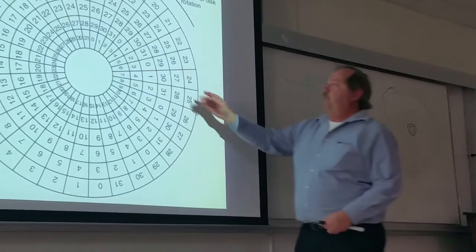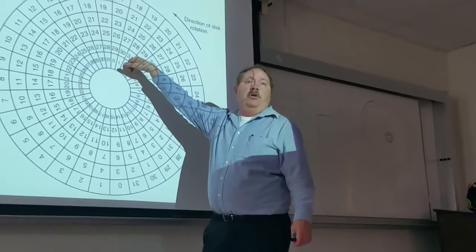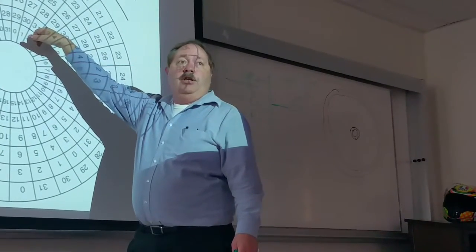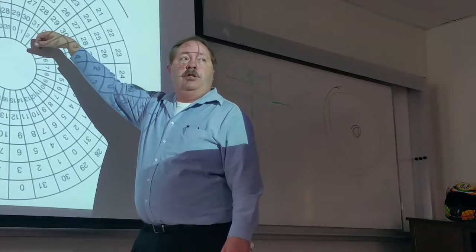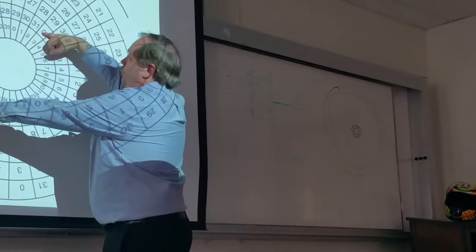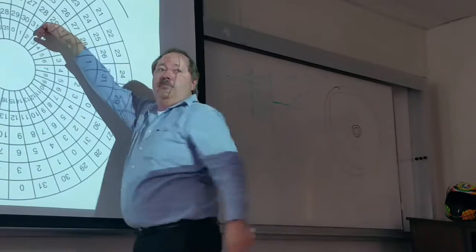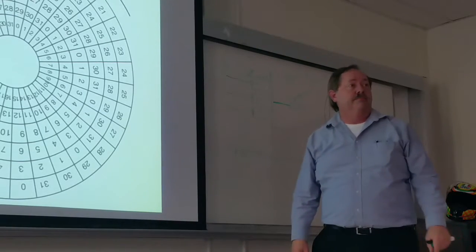Because what's happening, if I put myself over whatever track I want, I might be over cylinder 0 right now, but what I really need is cylinder 14. Once I get positioned here, I have to wait until 14 is underneath the heads before I can read it, right? That is rotational delay.